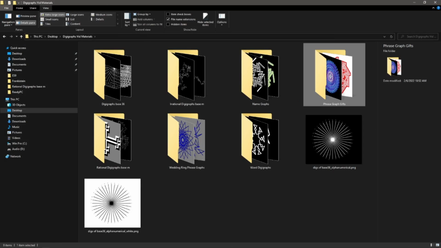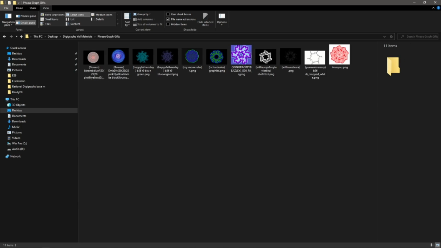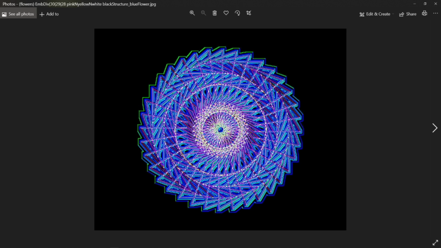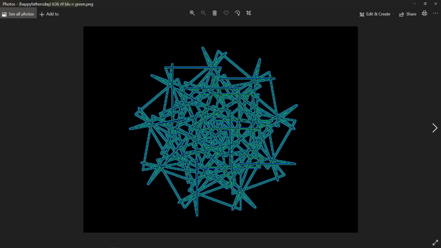And then you can do phrase graphs. Phrase graphs. And so that's always fun. Anyways, we get something like flowers. That's a picture of flowers there as far as base 36 MRSGS systems are concerned. Or mod 36. Flowers in a different color. Happy Father's Day. Made for a nice gift.